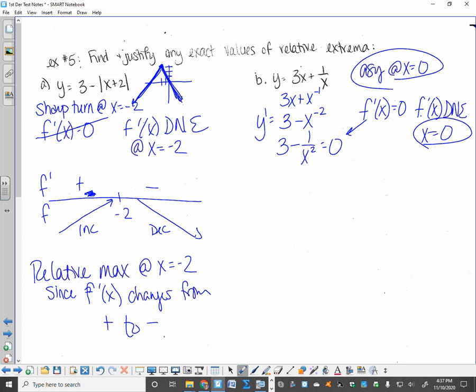All right. So to solve this one, I'm going to subtract 3 and divide by -1. So that gives me 1 over x squared equals +3. Then I'm going to multiply both sides by x squared, then divide by 3, and then root both sides. Square root of 1 is 1. Okay, so it looks like I have 3 points of interest. I have -1 over √3, a 0, and a +1 over √3.